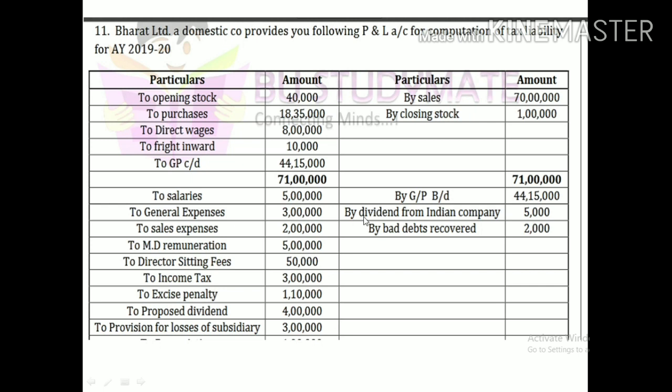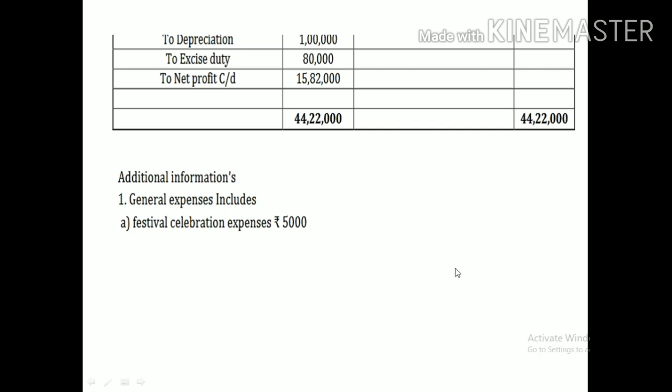Okay, in the profit and loss account credit side, that is a dividend from an Indian company, it is what? Inadmissible, add back. Another income is bad debts recovered, it is allowable income, just ignore. Okay, then next please observe inadmissible incomes is over. Then next observe allowable expenses not yet debited.